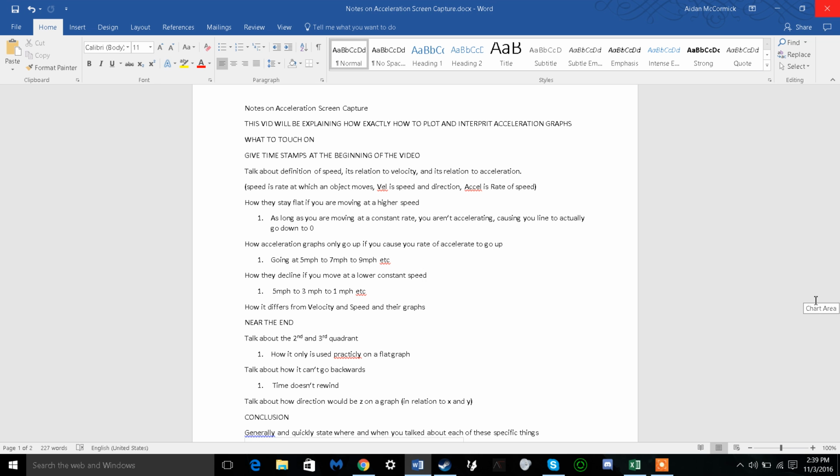Now, speed is the rate at which an object moves, and velocity is this exactly, except it also takes into account the direction. So let's say the speed is 5 miles per hour, but for velocity you'd need the speed and the direction, so 5 miles per hour north, per se.